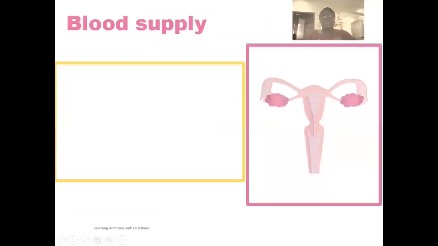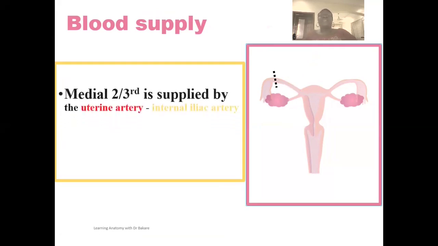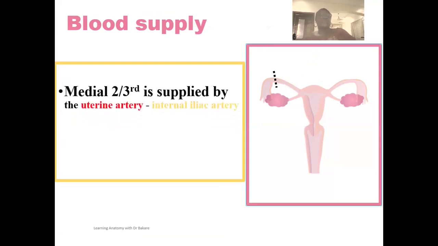So let's look at the blood supply. The blood supply of the uterine tube is also very interesting. If you create a demarcation along this region that is demarcated in dotted black, you see that you have the medial two-third around this region, and you have the lateral one-third around this region. The blood supply of these two sub-regions are different. Let's dive into this to see what provides supply to each.